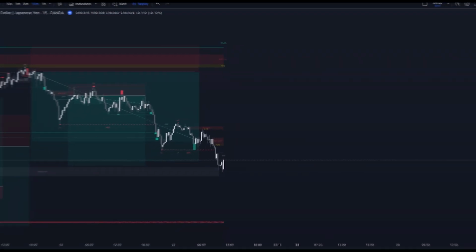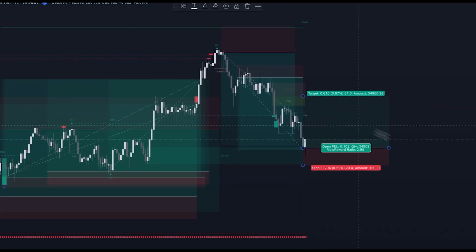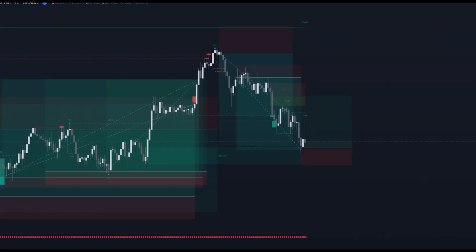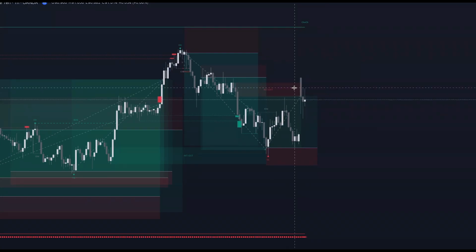Now you can see the market has mitigated the ping pong order block. Here you can buy again. And where's our target? Of course, the higher time frame IDMOB. In this case, the market has closed above the IDMOB, which means selling here isn't an option.